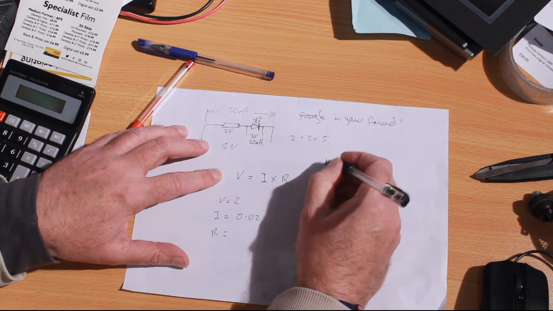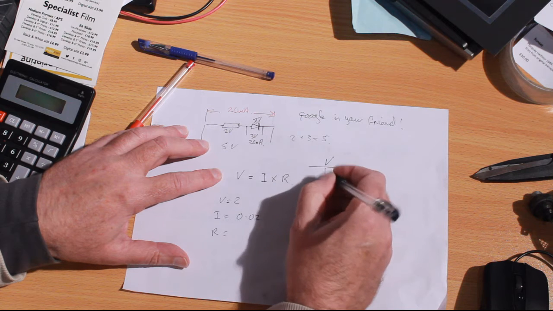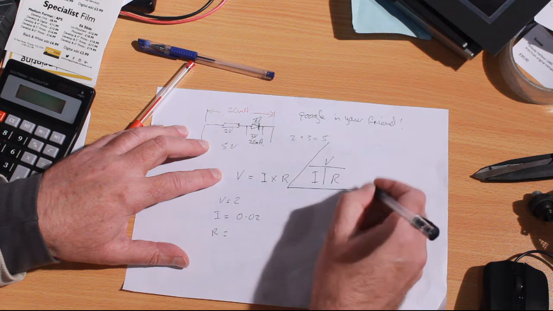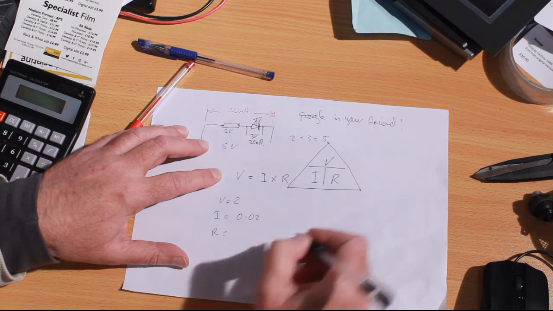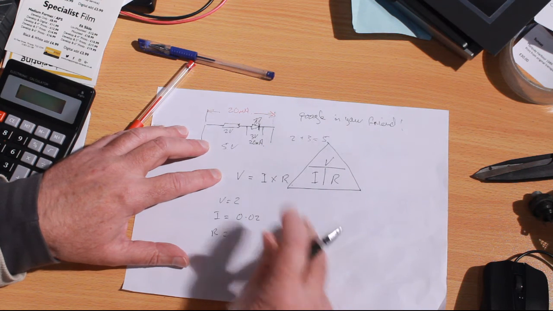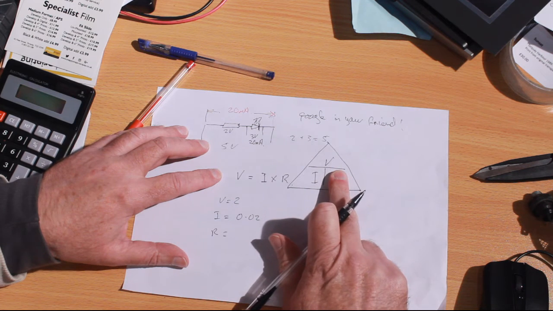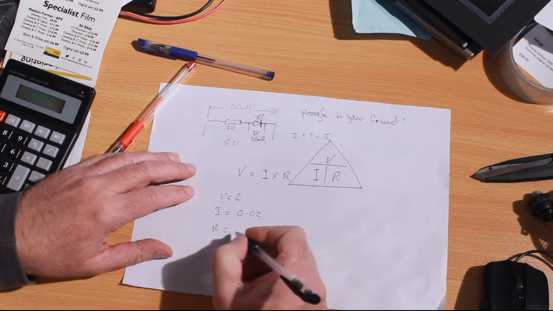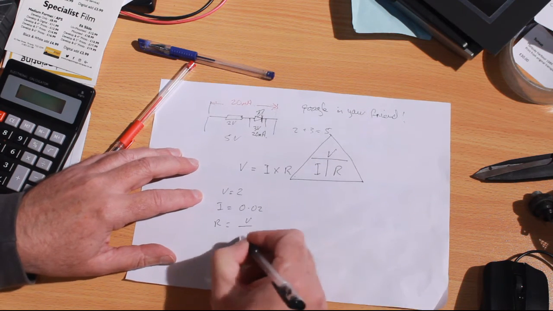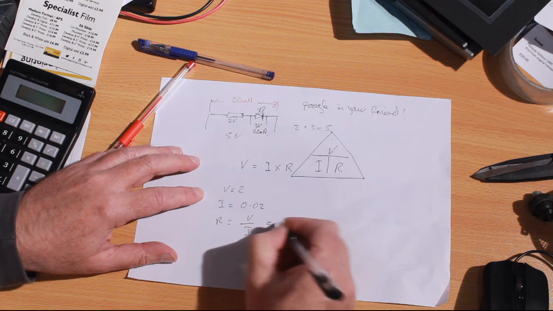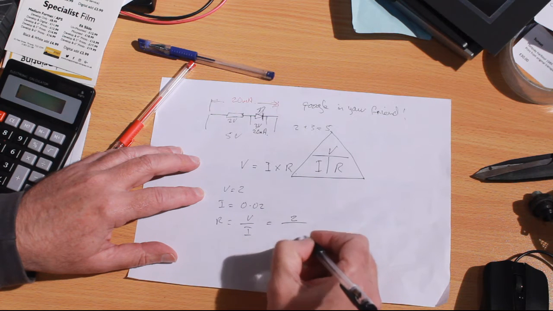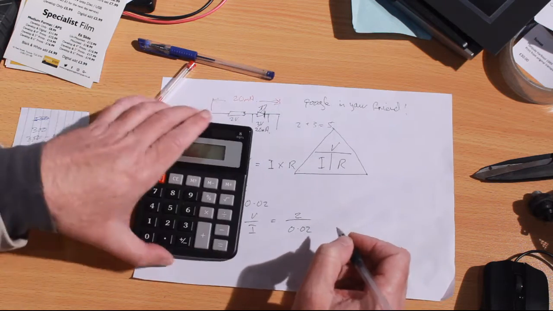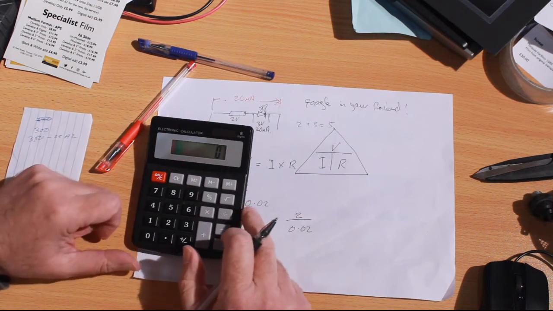You may have done this at school. We can draw a little triangle. If you haven't done it at school, I've done this before, except this is a triangle. I want to know R, so I'll cover up R. That's the one I want to know. It's V over I, which equals 2 divided by 0.02. You can do it in your head if you want.